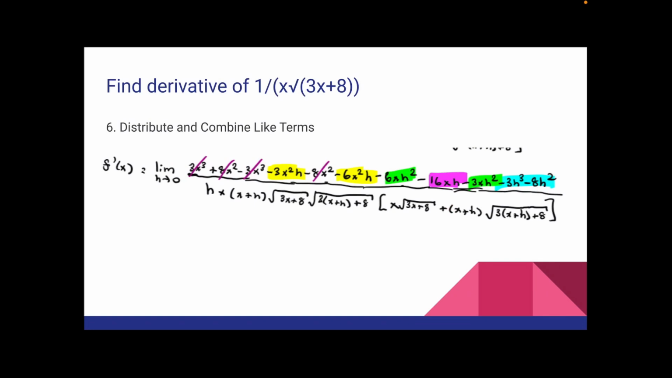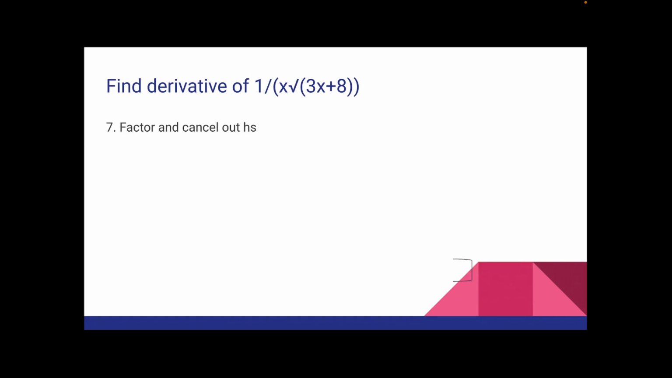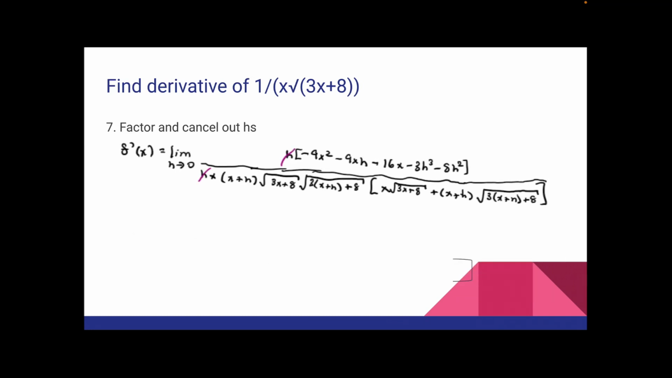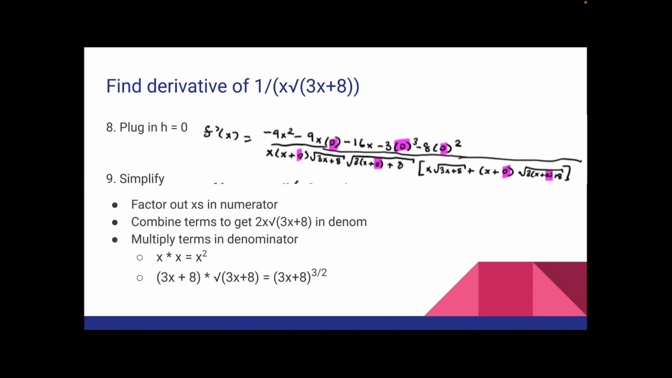So notice that once we simplify everything, we end up with, in the numerator, negative 9x squared h minus 9xh squared minus 16xh minus 3h cubed minus 8h squared. And what's going on in the denominator might seem like a lot, and it is, because you have all these square roots and everything there. However, we need to focus on what we need to do. All we need to do is factor out the h in the numerator, divide it with the h in the denominator, and then we could go and plug in h equals 0. So we could factor out and cancel out the h's, and we could go plug in h equals 0.